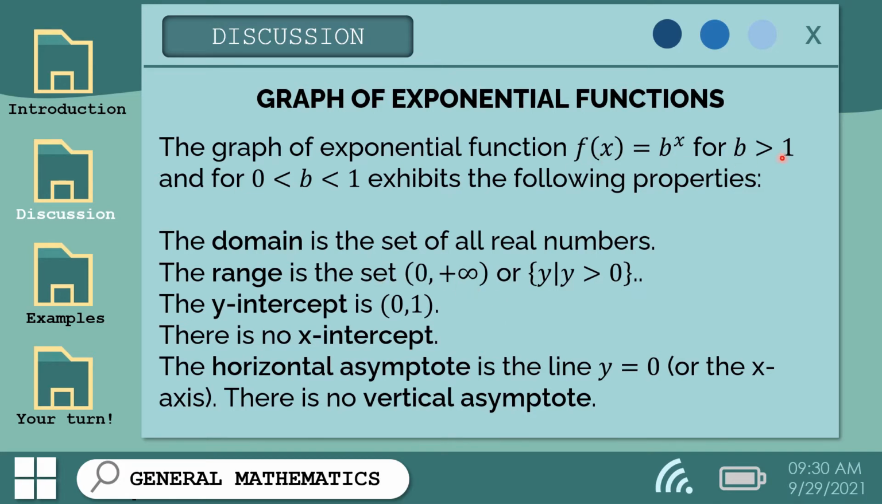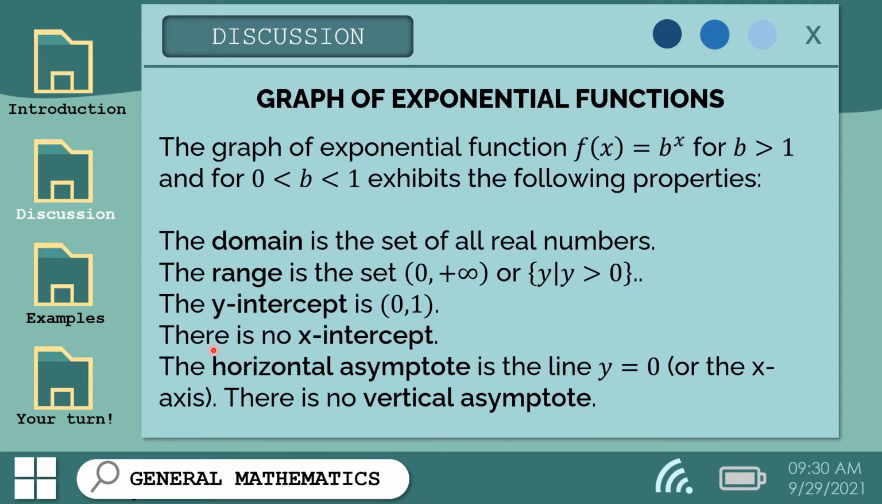Basta ganito daw po yung form where b is greater than 1 or yung b natin is between 1 and 0. Yung domain daw natin is the set of all real numbers. So, kahit anong exponential function yan, always set of real numbers. Okay, din po, ang range natin is y greater than 0. So, lahat ng less than 0 is of course not included na po sa ating range. And yung y-intercept naman po natin is always at 0, 1. So, lagi pong 1 yung y point natin for the y-intercept.